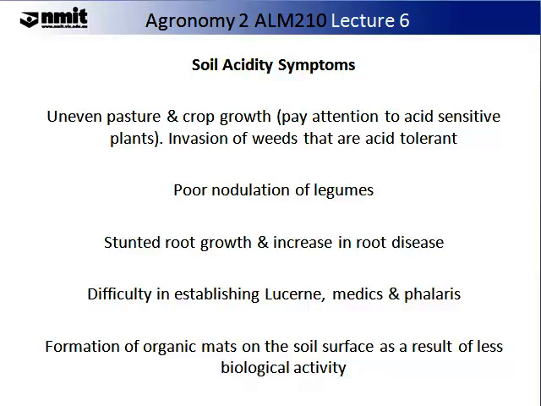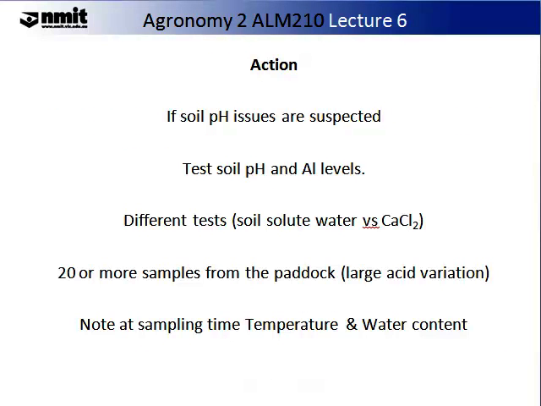Do you have stunted root growth, or have you seen an increase in root disease? These too indicate acidic soils. Do you have difficulty in establishing either crops, lucerne, medics or phalaris? The formation of organic mats on the soil surface as a result of less biological activity may also be a sign of acidic soils. If you do see or suspect acidic soils, what action can you undertake?